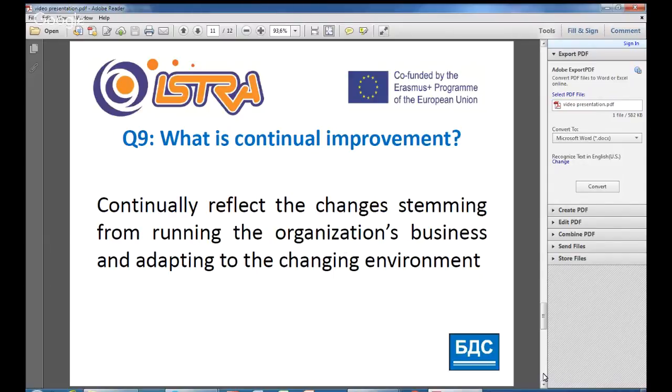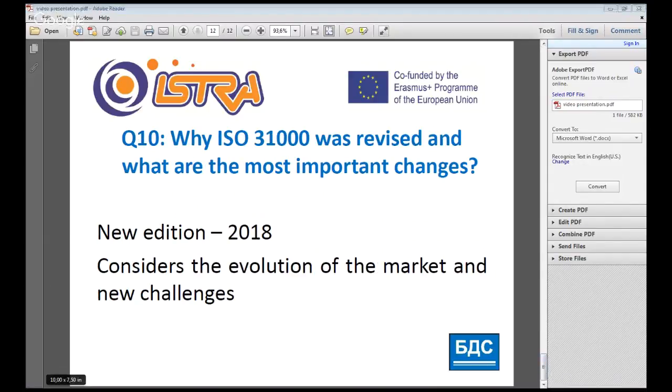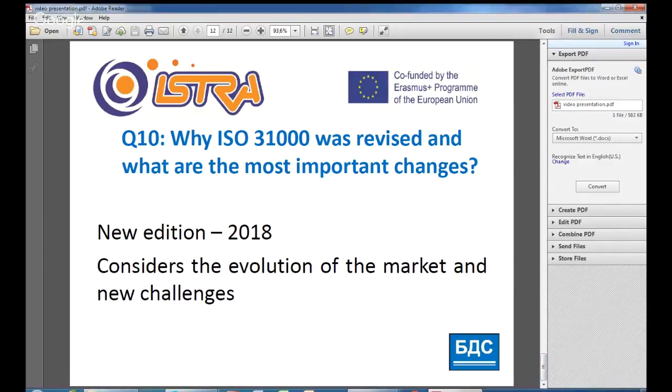And now let's proceed to the last question. Question number 10. Why was ISO 31000 revised and what are the most important changes? Usually, ISO standards are reviewed every 5 years, and if needed, standards are revised. This helps ensure that standards remain relevant, useful tools for the marketplace.